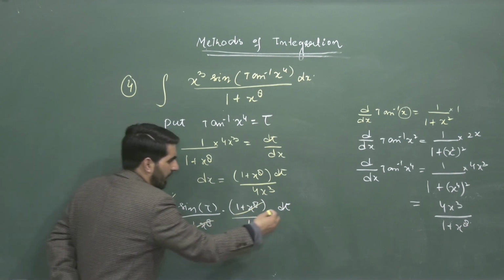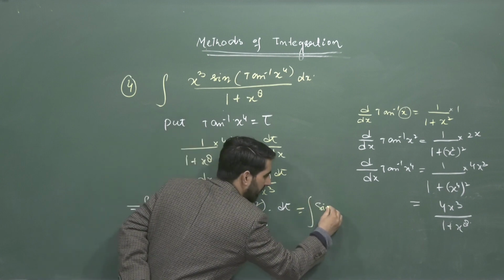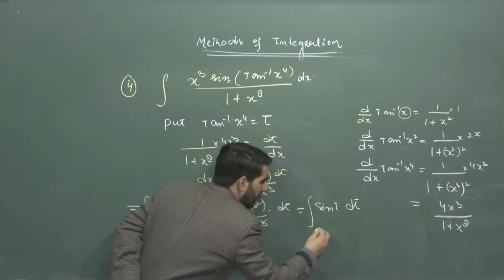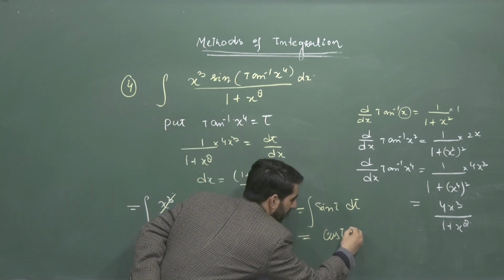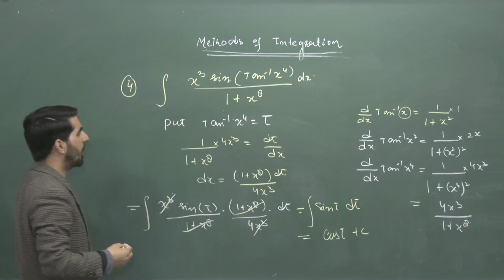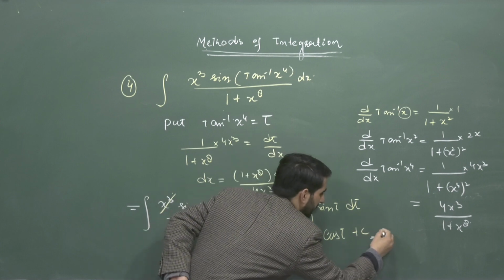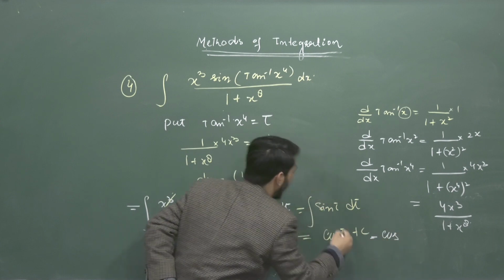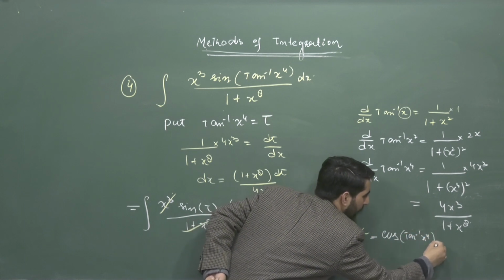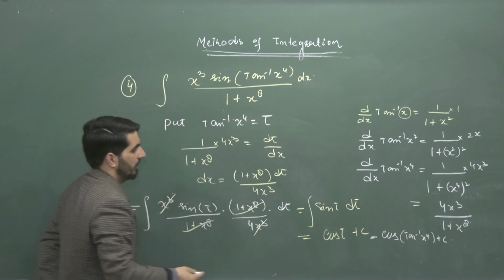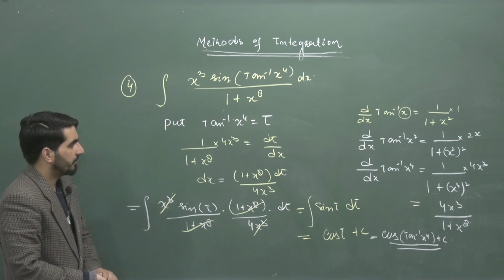What will we get? We get here integration of sin t dt. So, integration of sin t is cos t plus c. So, replacing the value of t, we get here cos of, the value of t is tan inverse of x raised to power 4, plus c. So, this will be the integral of this question.